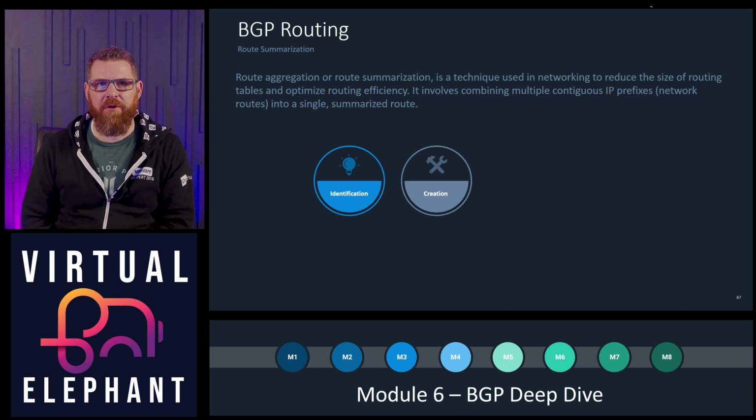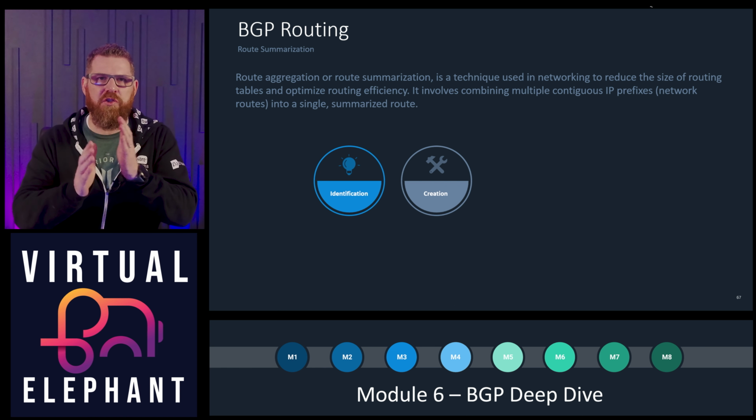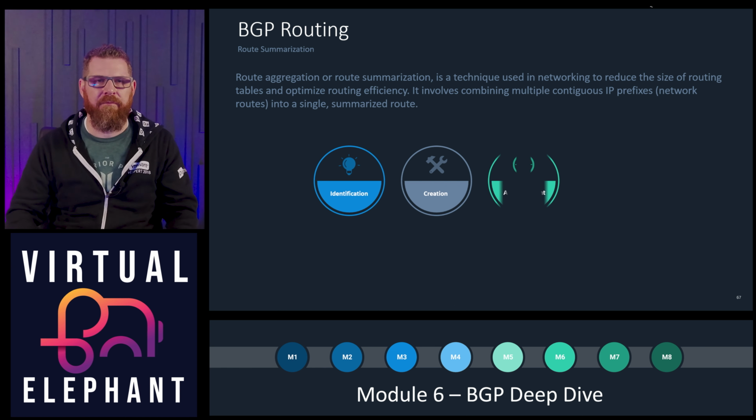The next thing we're going to do is create the summary route. So once we've identified those contiguous IP prefixes, we're going to create a summary route, also known as a supernetwork or aggregate route. And this summary route is going to cover a broader range of IP addresses that encompass all of the individual prefixes in it.